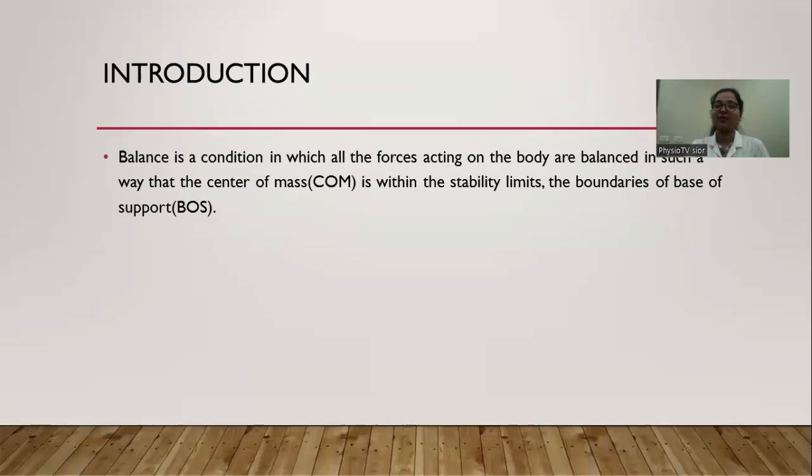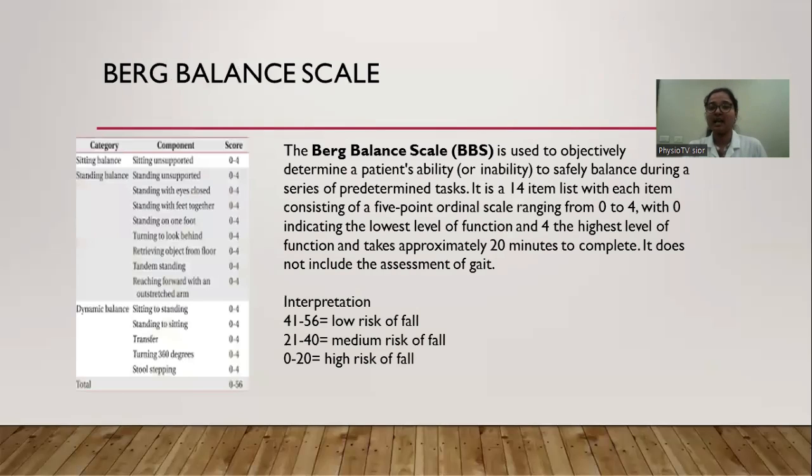Firstly, looking into the balance. Balance is the condition in which all the forces acting on the body are balanced in a way that the center of mass is within the limits of stability, the boundaries of the base of support. So let's start with our outcome measures of the balance. Today we are going to see the widely used methods and also some advanced outcome measures which can be used in evaluating a patient for balance. Firstly, we'll look at the Berg Balance Scale.